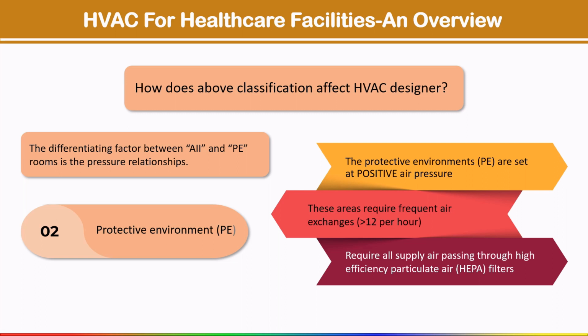Second, these rooms require all supply air passing through a high efficiency particulate air filter, meaning a HEPA filter. Before supplying the conditioned air in this protective environment isolation room, we need to place the HEPA filter, because the HEPA filter can filter the air. What is a HEPA filter? All of you know, I think. It is a special type of filter which can purify the air up to 99.97%.